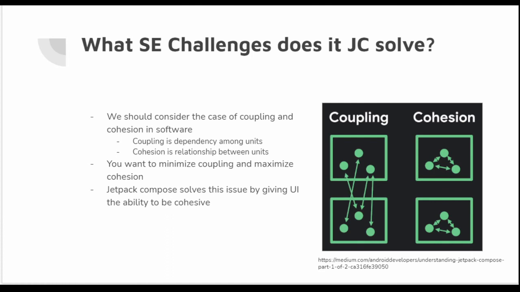There are then two cases that we have to consider between units: the case of coupling and the case of cohesion in software. Coupling is the dependency among different units or classes in different modules, and it reflects the ways in which parts of one module influence another module. Cohesion is instead the relationship between units inside of a module. It shows how well grouped different units in a module are and how well they work together.